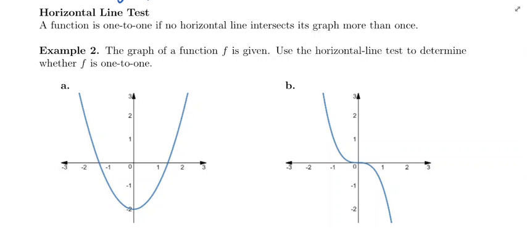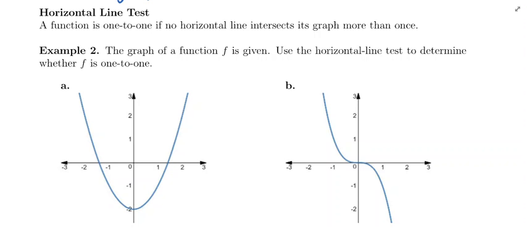If you read at the top there, it says the horizontal line test says a function is one-to-one if no horizontal line intersects its graph more than once. Basically, we will be performing this horizontal line test on something that is a function, so it should pass the vertical line test. But you're trying to test whether that function is one-to-one. If there's at least one place where you can draw a horizontal line and it intersects your graph in more than one spot, then the function is not one-to-one. Okay, let's give it a shot.